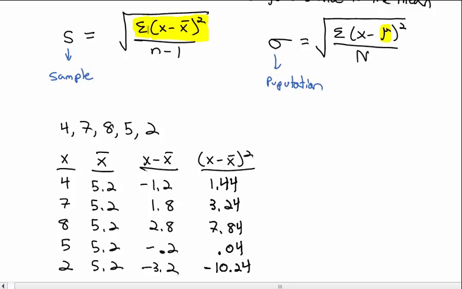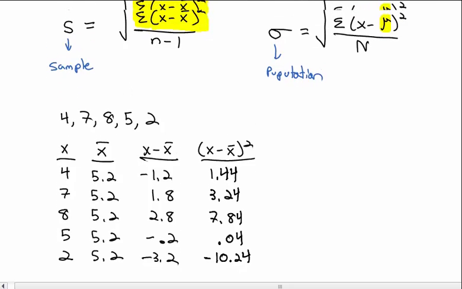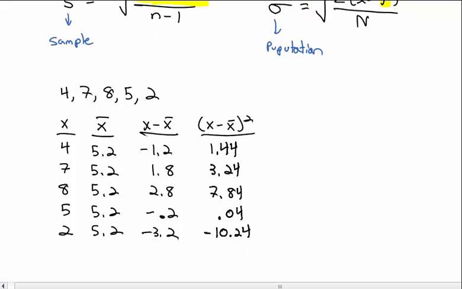Now we've got that sum. The formula wants us to add all of that together. I'm going to have to scroll it off the screen just a bit. We're going to add, that should be a positive, shouldn't it? A negative times a negative is a positive. We're going to add all of these together: 1.44 plus 3.24 plus 7.84 plus 0.04 plus 10.24. Add that all together, we get 22.8.